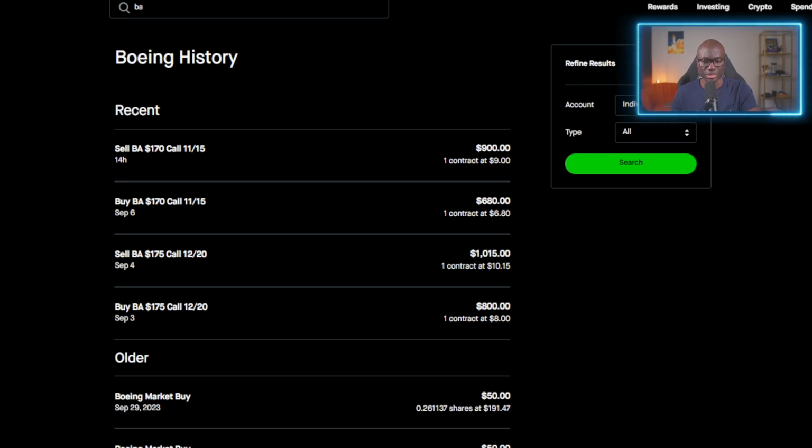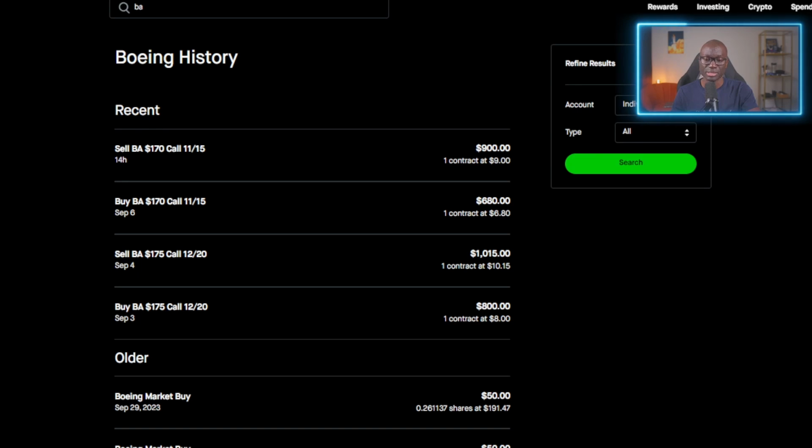So you can see on September 3, I bought, this is Boeing, by the way, that's a company. So that's the underlying stock. I bought a call. So when you buy a call, it means that you're predicting that the price of that company will go up. All right. With a strike price of $175 with an expiration date of 12/20. I bought it for one contract.